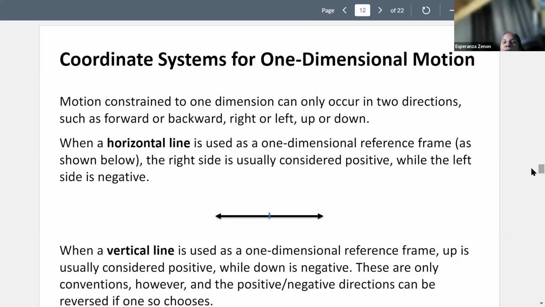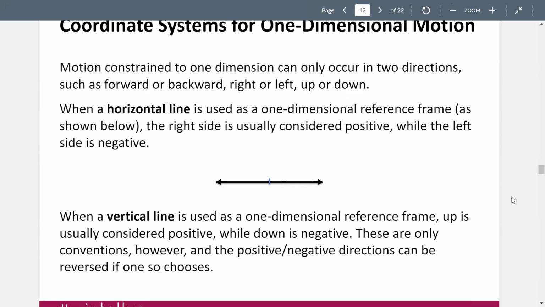So our reference frame for 1D motion is horizontal, which means left and right, or vertical, up and down. It's horizontal or vertical, one or the other. That's what we mean when we say 1D motion, and the number line is our reference frame. Does that make sense to you? Cool. All right.